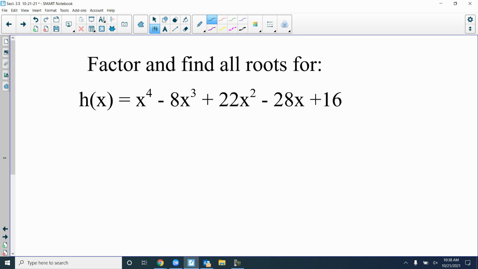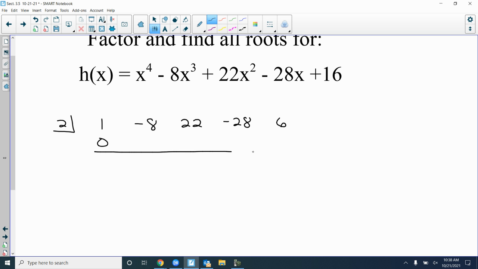So I'm going to use 2, and that gives me 1, -8, 22, -28, and 6. And that's 1, 2.